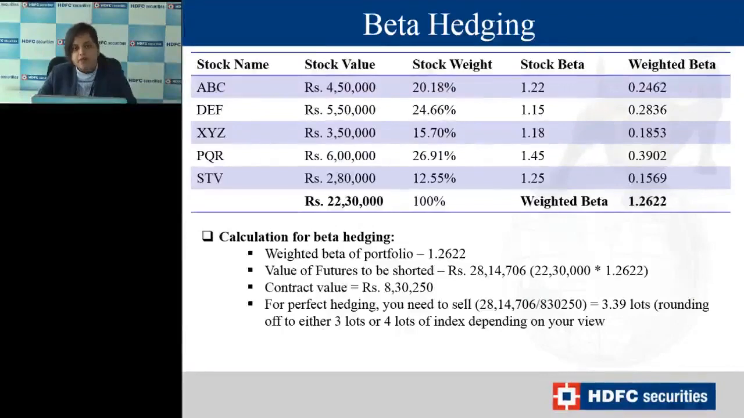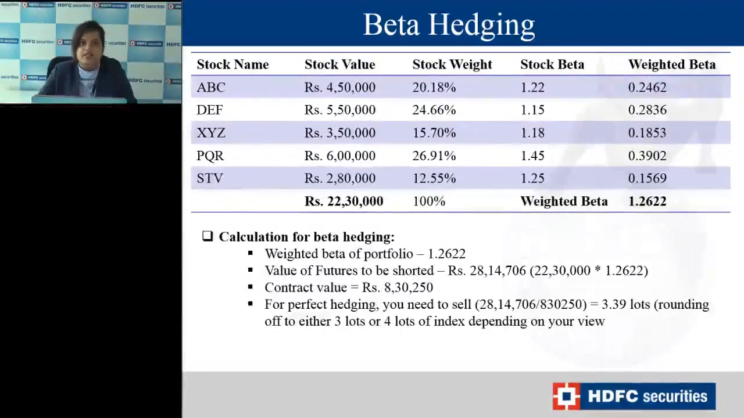Now, how to hedge your positions in this kind of a portfolio? So we have the weighted beta with us, we have the total portfolio with us. So you need to short futures, probably index futures, to hedge your position. But how to find out what exactly would be the amount, or how many lots should I go for selling index futures to hedge this portfolio? This calculation is done by multiplying your weighted beta into the total portfolio of the stock. So it is 22.3 lakhs multiplied with 1.26. It comes out to be 28.14 lakhs. So this is the value of the futures you need to short.